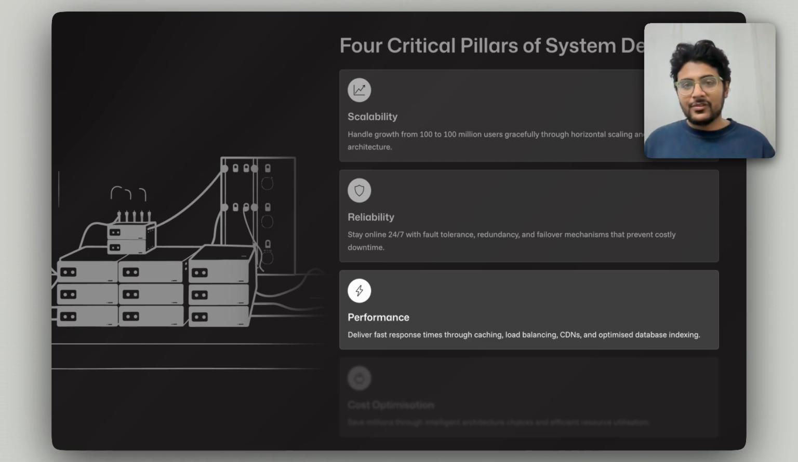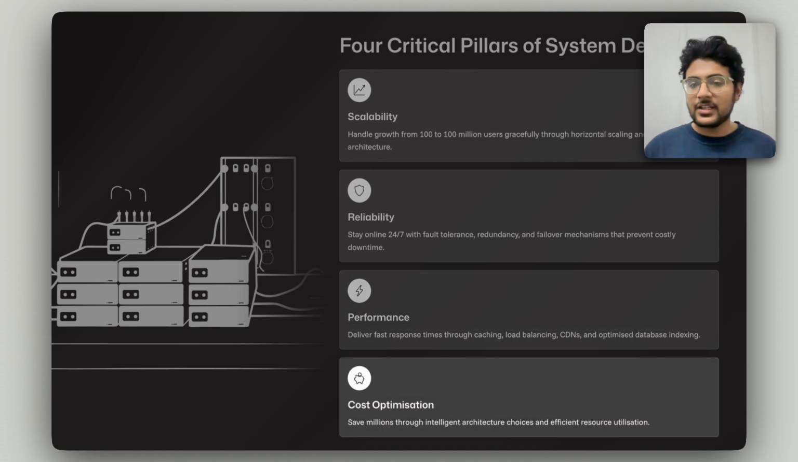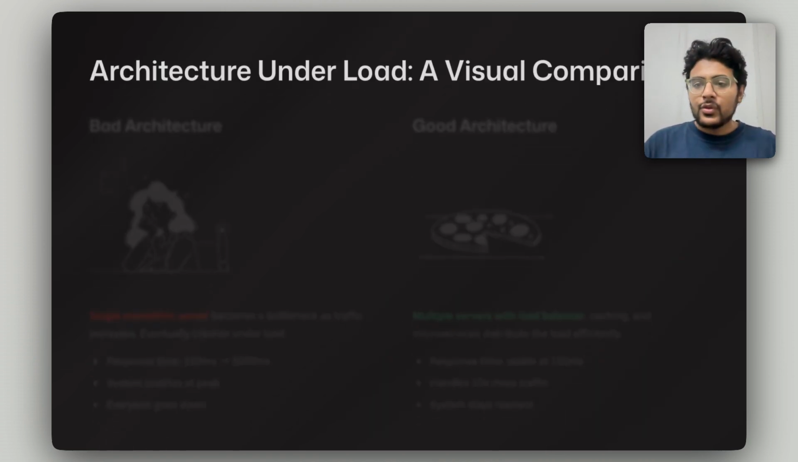Next, it has to be really performant. So it should deliver content fast. There are a few mechanisms we can utilize for that. We can make use of caching, load balancing, CDNs, and we can even optimize our database so that there are fast read and write operations and things are delivered really fast. Next, it has to be cost optimized. A poor system design means losing a lot of dollars.